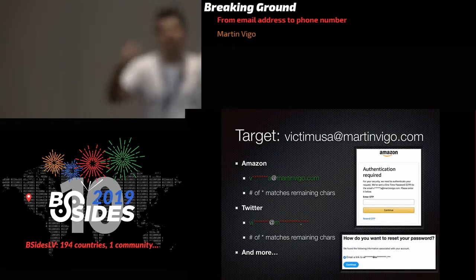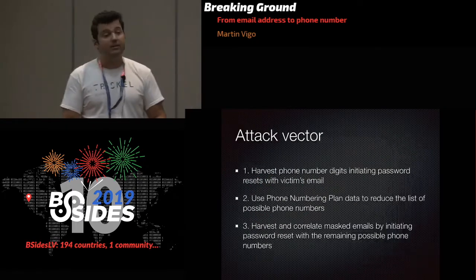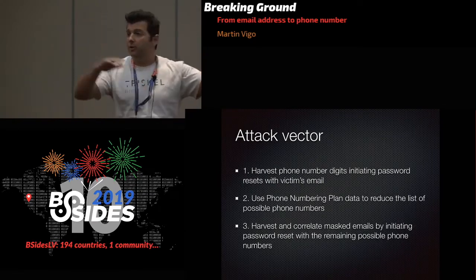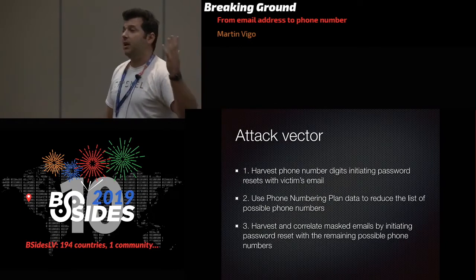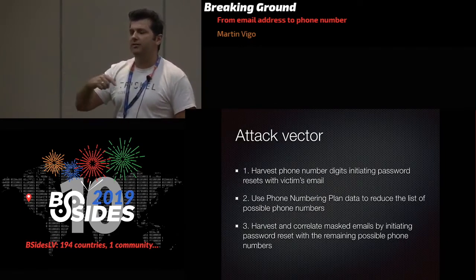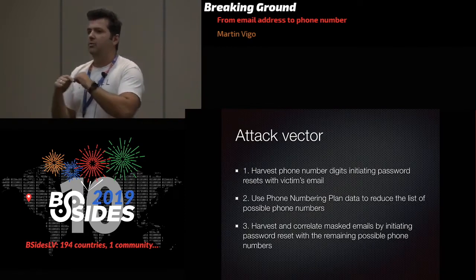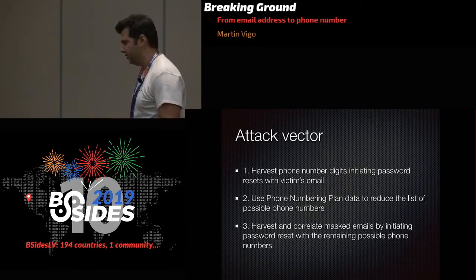And if they do, I don't care, because it's going to be 2 or 3 possible phone numbers. And it works great. So what is the attack vector? If I have an email address, I go to different websites and harvest phone number digits, initiating the password reset with the victim's email. You can use services like Name Checker, and there are some services online that will tell you, from a username or email address, in which services that person is registered.